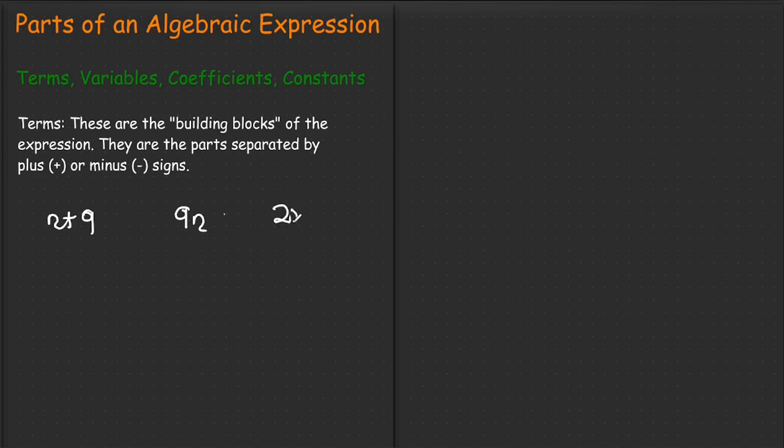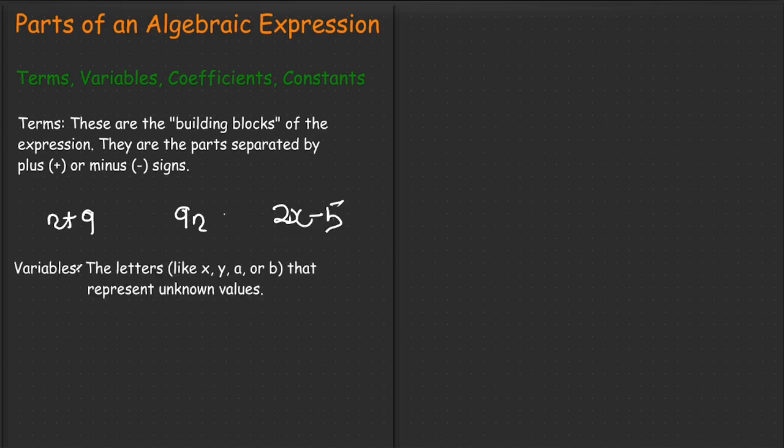If we had 2x minus 5, this is going to be two terms: one term separated with a subtraction sign, then another term over here. So these are what we call what? Terms. This has got two terms. This is just a term. This is also two terms.